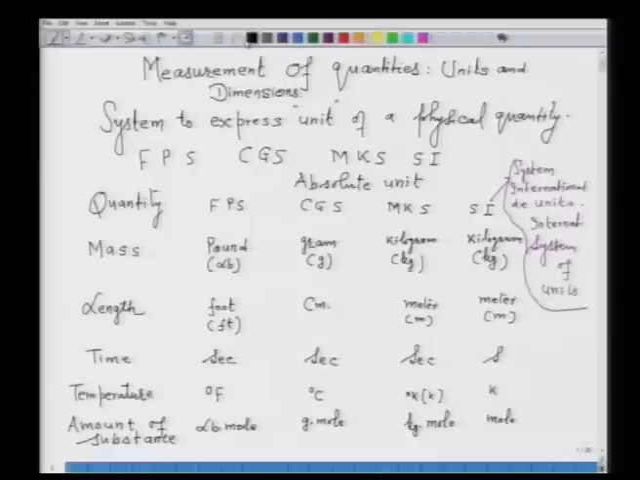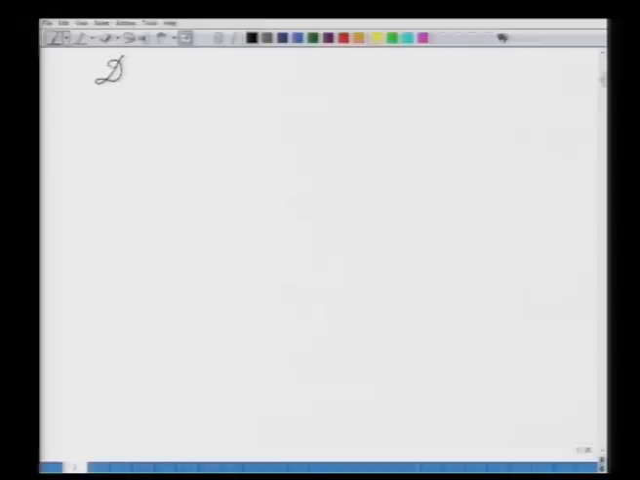Now, these are the fundamental quantities. Now, there are some derived quantities. Utilizing these fundamental units, one can derive the units of other physical quantities. For example, you may want to derive the units of area, volume, heat transfer coefficient, mass transfer coefficient and so on. So, by utilizing the fundamental units, one can derive the units of other physical quantities.